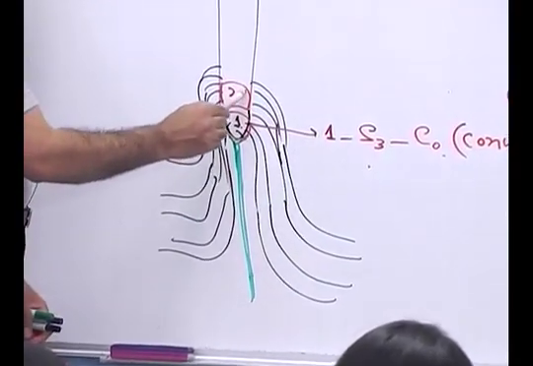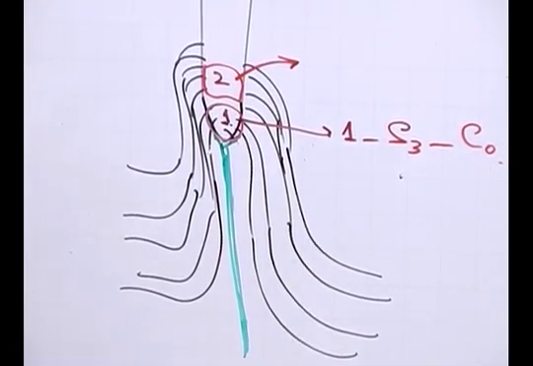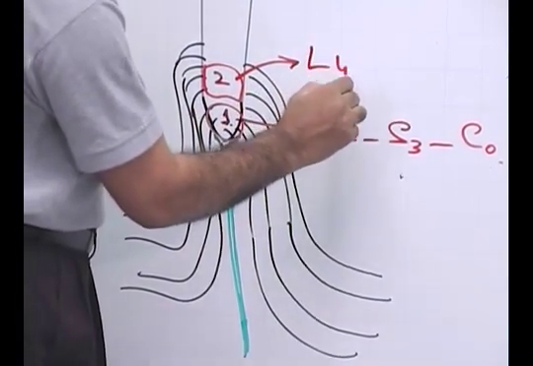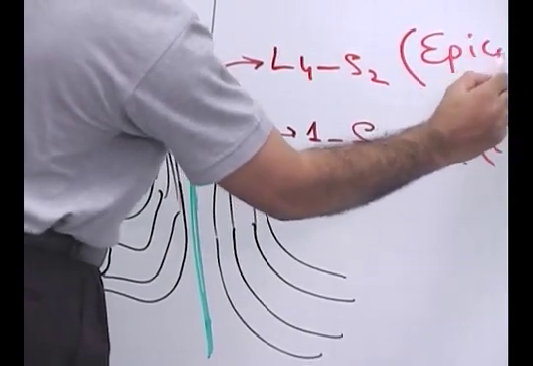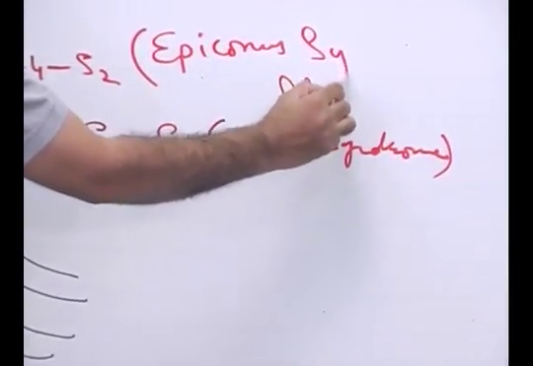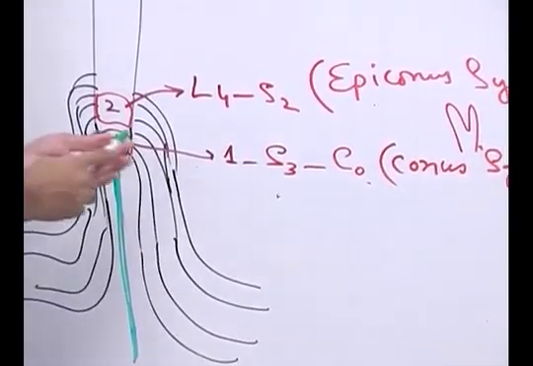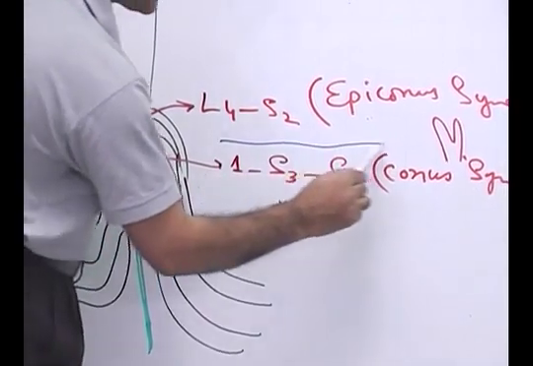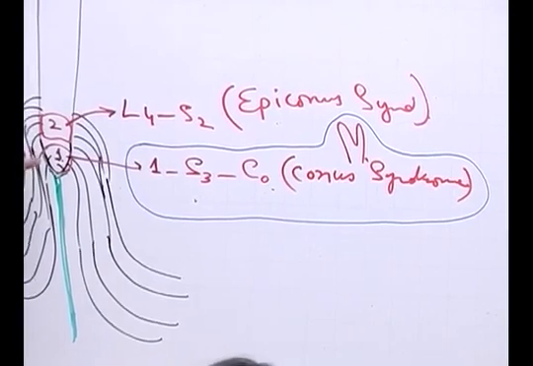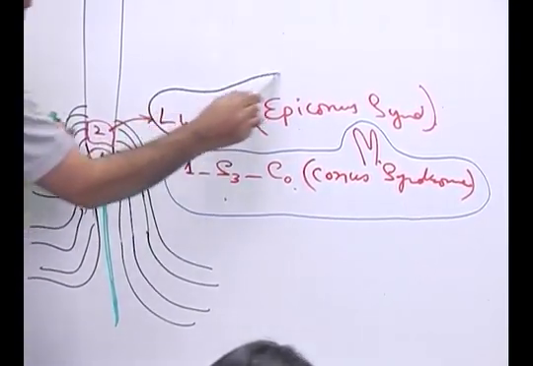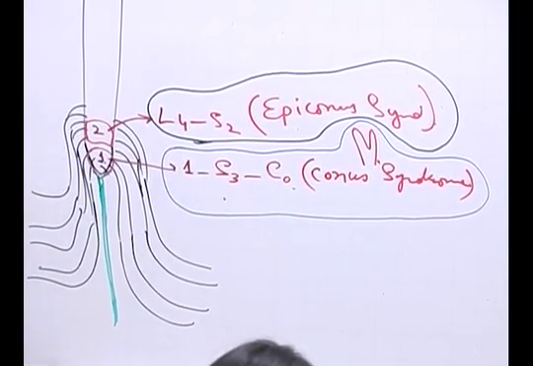But if the lesion is above that, slightly above that, we call it epiconus syndrome. It extends from L4 to S2. Here you have conus medullaris syndrome, and above that epiconus syndrome. These are both median lesions.